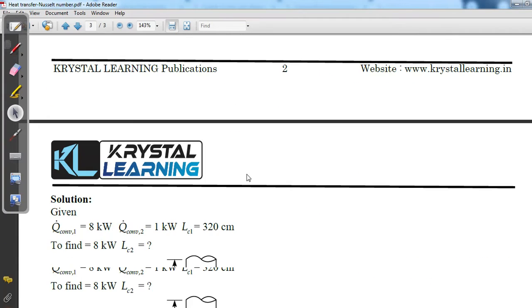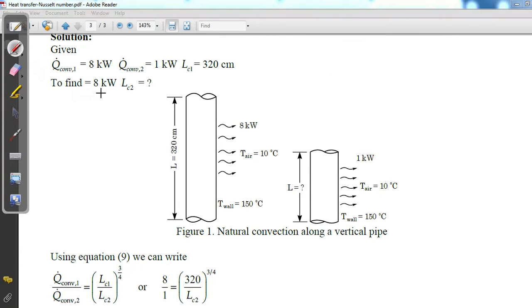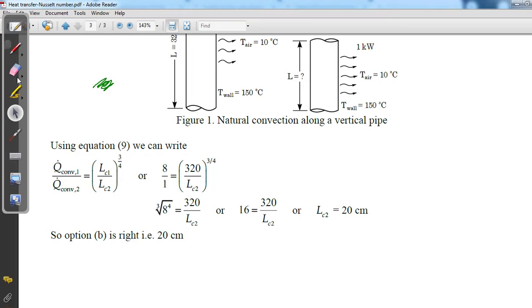So let's come back to the figure. Here it says that for the first condition, 8 kilowatt Q convection is given. Q convection 2, the second condition, is only 1 kilowatt. For the first condition, the length of the pipe is 320 centimeter. So we will put this in the relation and solve further. Q convection 1 upon Q convection 2 equals Lc1 upon Lc2, to the power 3 by 4. Q convection 1 is given as 8 kilowatt, and Q convection 2 is 1 kilowatt.